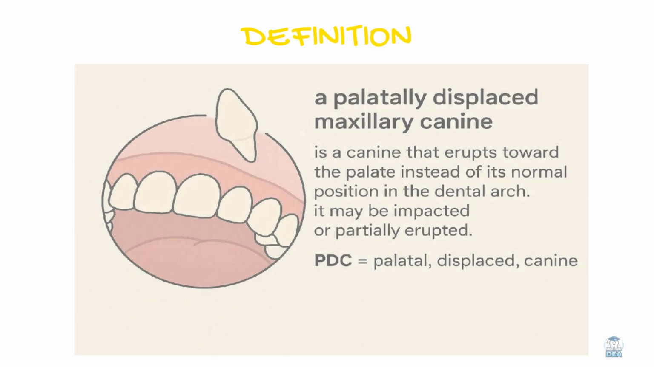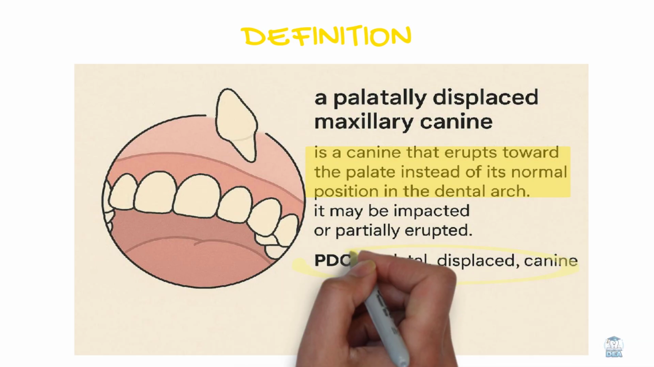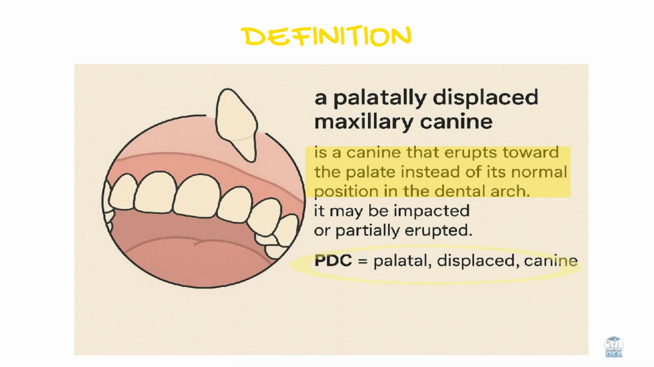A palatally displaced maxillary canine erupts towards the palate instead of its normal position in the dental arch. It may be impacted or partially erupted. Remember the mnemonic PDC, palatal displaced canine.